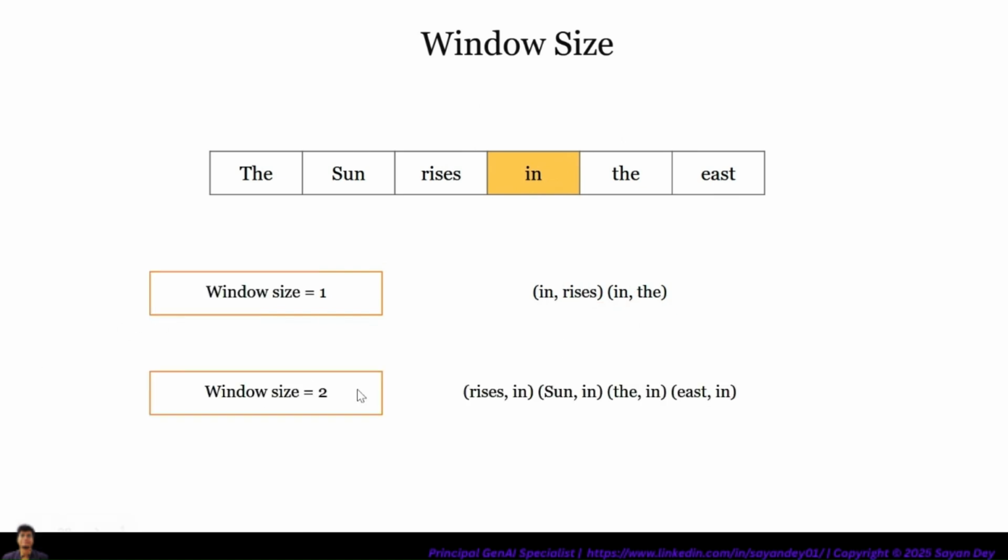If we take a window size of 2, again with respect to the word in, you can see to the left of in there are two words, sun and rises. So in rises, in sun. To the right of in there are two words, the and east. In the, in east. What are we trying to achieve through this? See how we are actually trying to understand how a word is getting used.